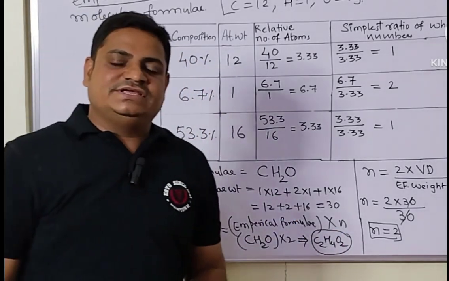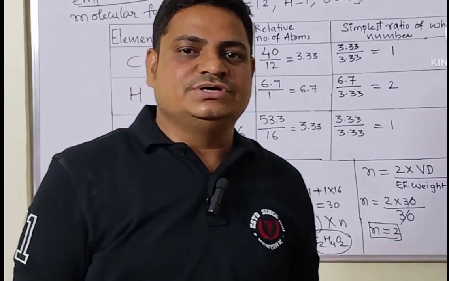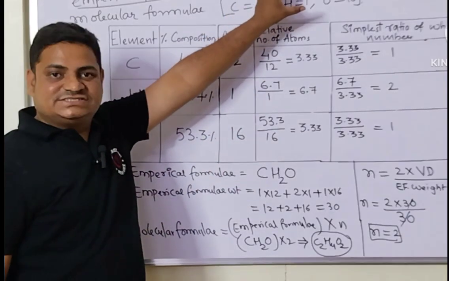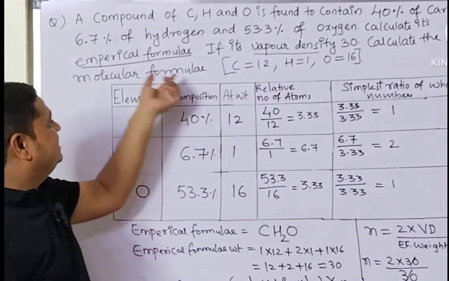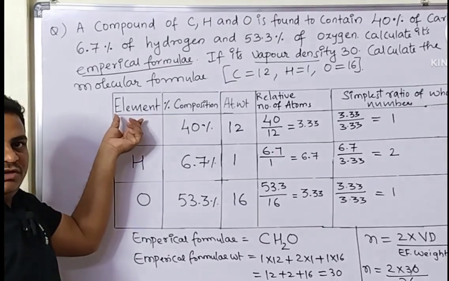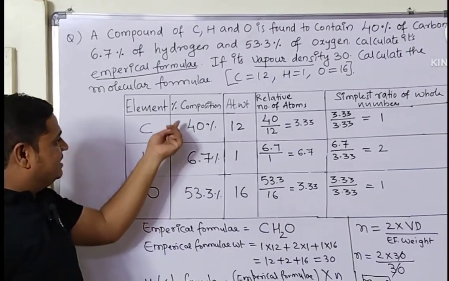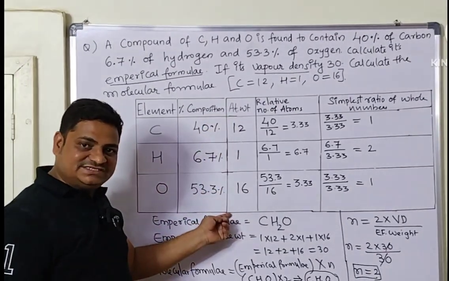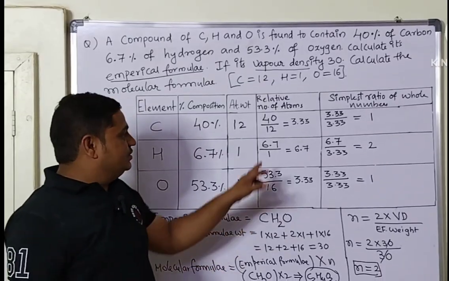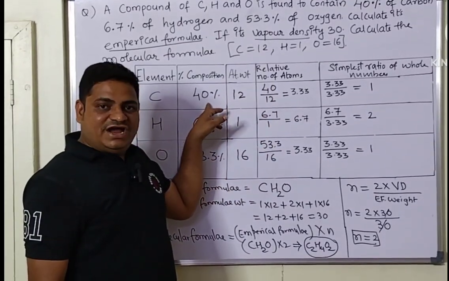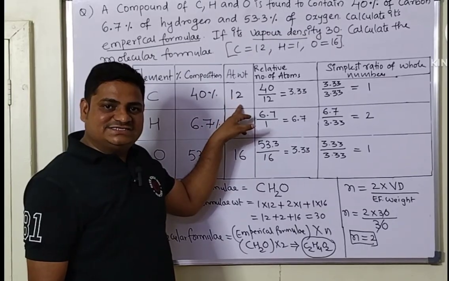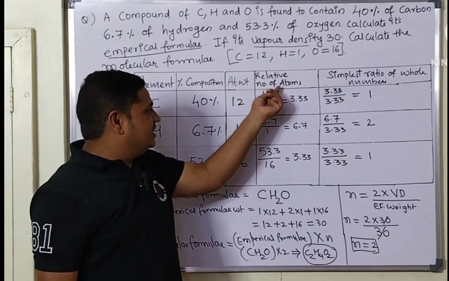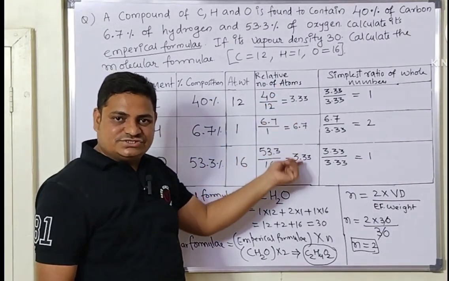Okay, see, my dear students, this is how you need to solve the question. Once again, I repeat, whenever a question is given like this, first you have to write in a tabular column the elements first, then the percentage composition, whatever is given, then write down their atomic weights. After that, you have to divide the percentage composition by its atomic weight, so that you get the atomic ratios like this.